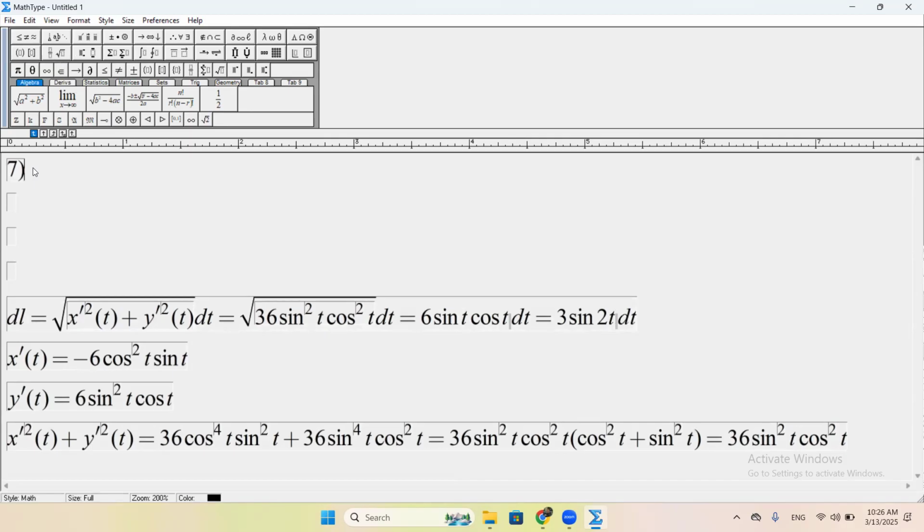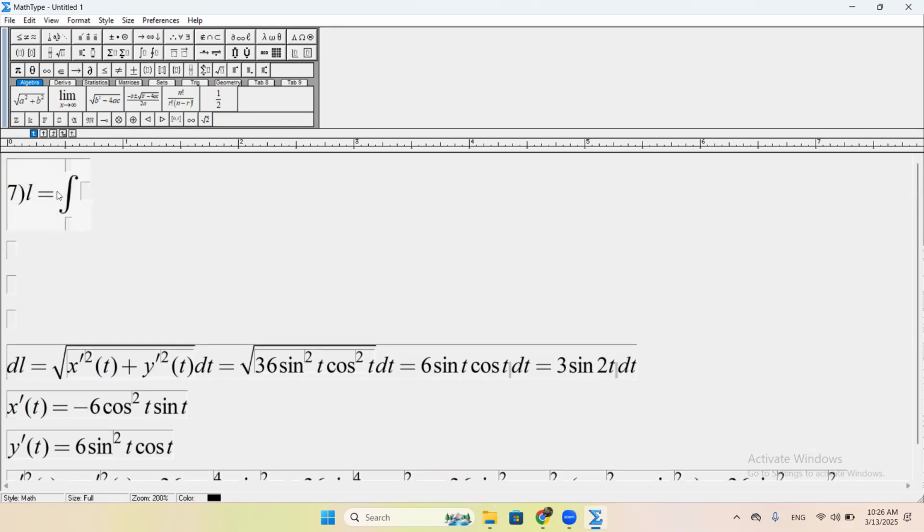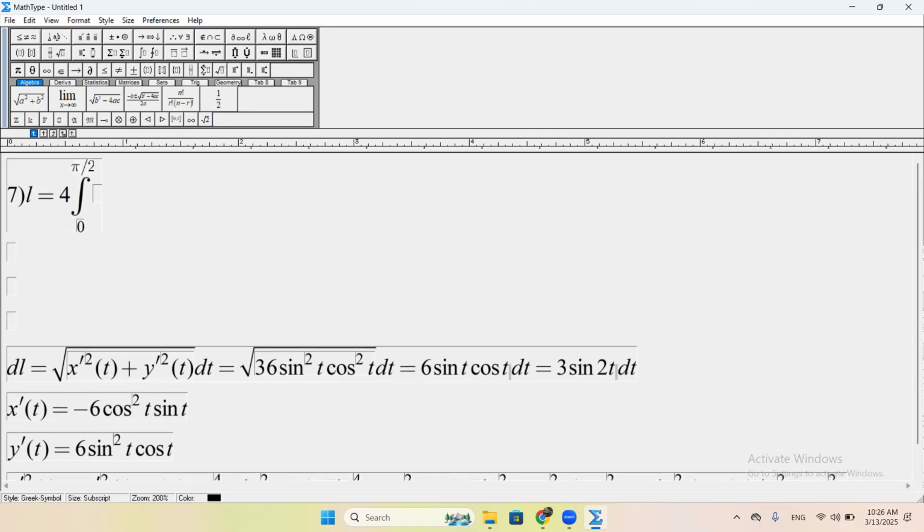So now let's calculate the integral. So L is equal to the integral from 0 to p over 2 of 3 sine of 2t dt. So what do we basically have here? Minus cosine of 2t from 0 to p over 2.